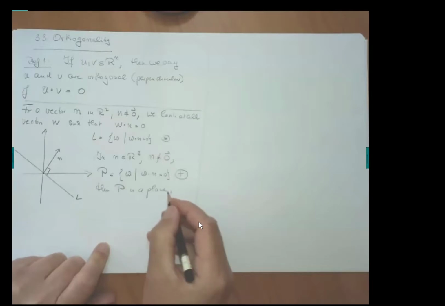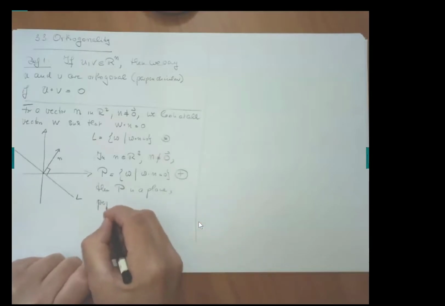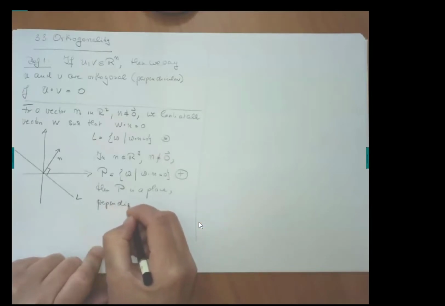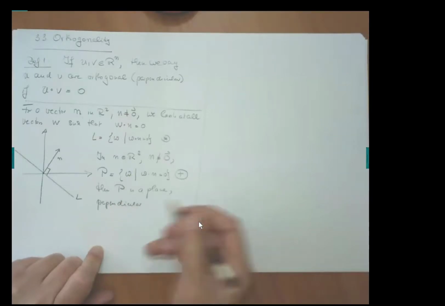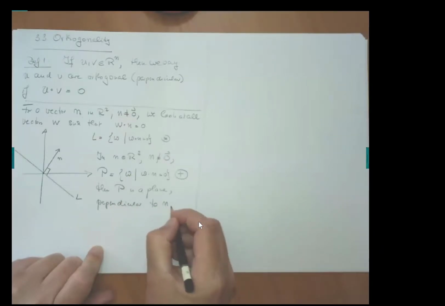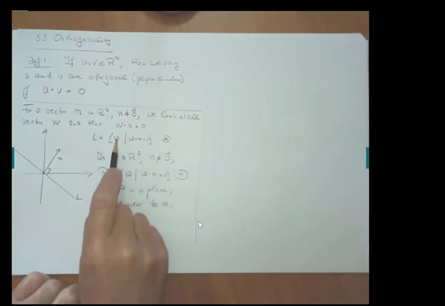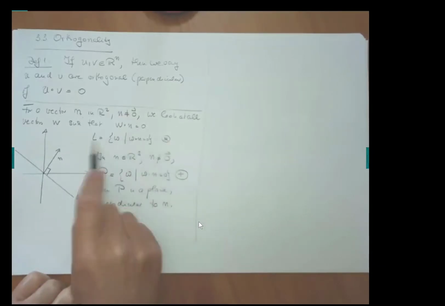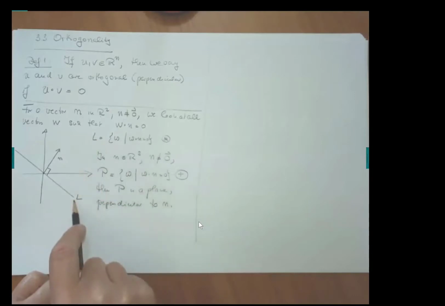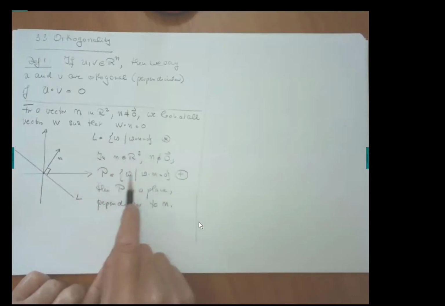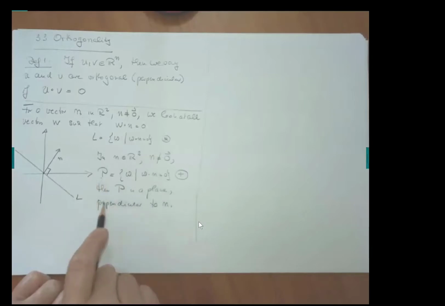And the plane is perpendicular or orthogonal to n. So again, if we look at all vectors that are perpendicular to n in 2 dimensions, we get L. L is a line. If we look at all vectors which are perpendicular to a vector n in 3 coordinates, we get a plane. And the plane is perpendicular to this vector.